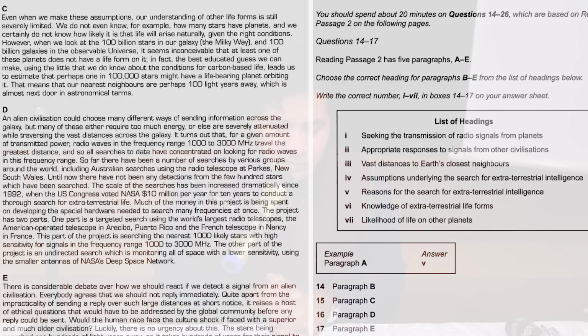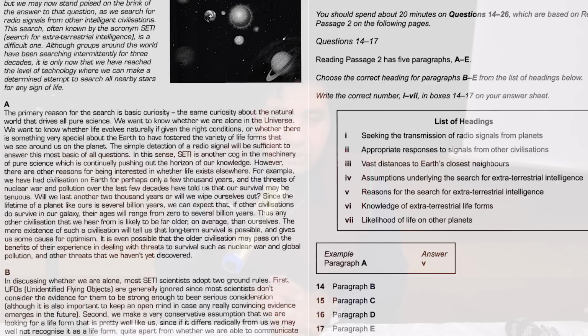Heading number 1, seeking the transmission of radio signals from planets. That's heading number 1. And by the way, we read somewhere about hertz and transmitter. Then we come to heading number 2. First we will read all the headings. Heading number 2, appropriate responses to signals from other civilizations. It rings a bell. How should we respond if we receive a signal? So appropriate responses to signals from other civilizations.